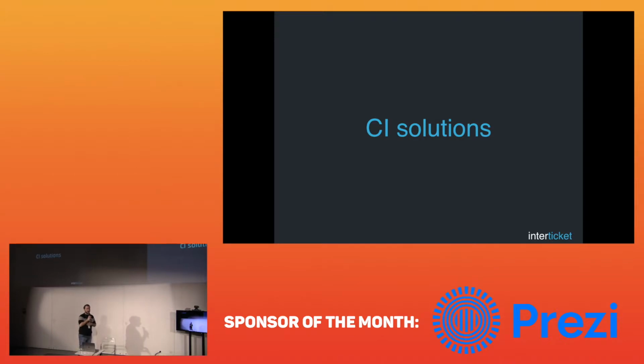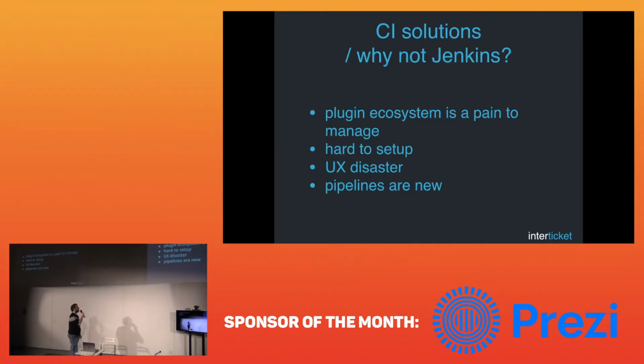So we had a Jenkins setup before, but we had problems with Jenkins, and this is why we are not picking Jenkins for this job, because the plugin ecosystem is kind of hard to manage. It's hard to set up on your local machine and in general. Jenkins is a UX disaster, so it's kind of hard to use. And pipelines are new in Jenkins, and we didn't have any experience with them.